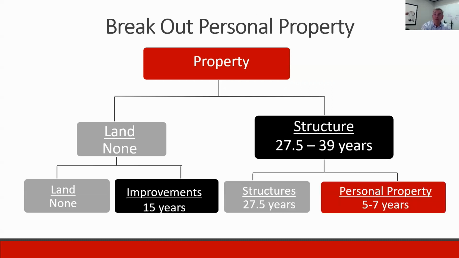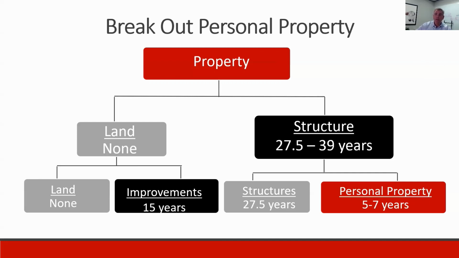The same principle applies to the assets that make up the structure. It's not just a single asset. You've got structural components that are permanently affixed to the property. These are governed under Code Section 1250. These assets depreciate over 27 and a half or 39 years. And you've got personal property included in the structure governed under Code Section 1245. Those assets depreciate over 5 or 7 years.